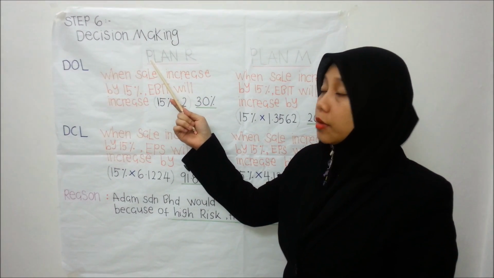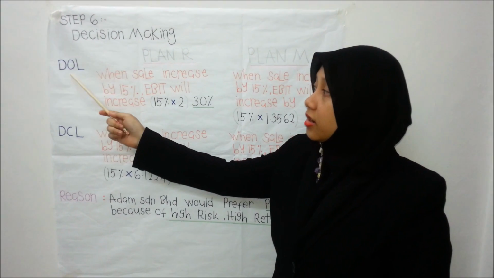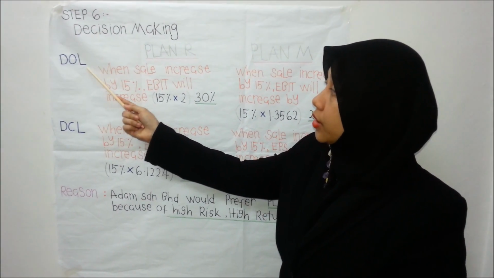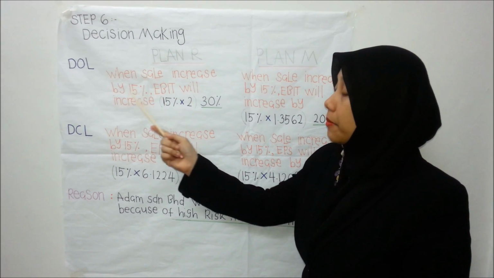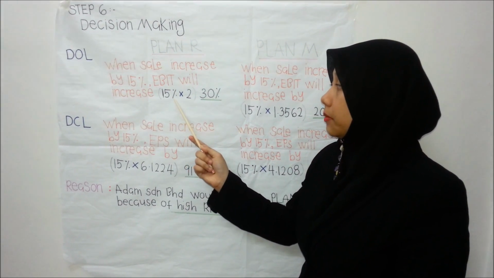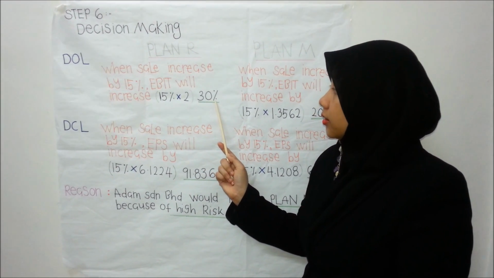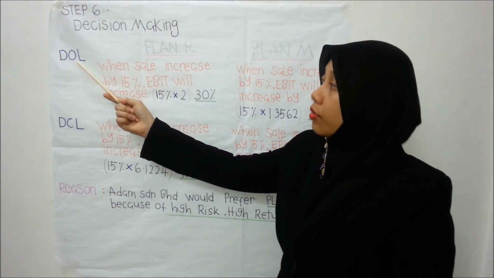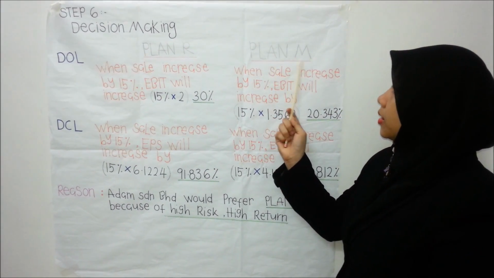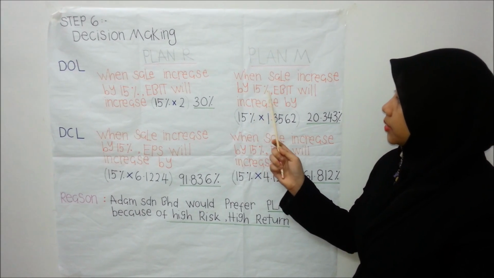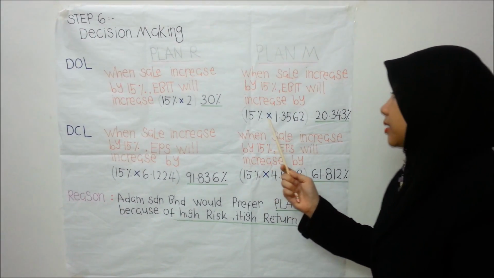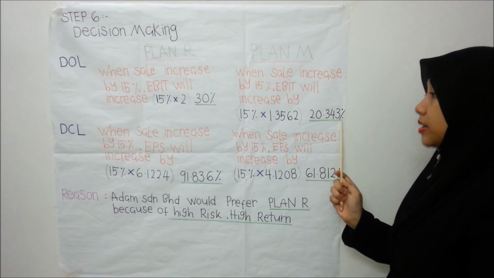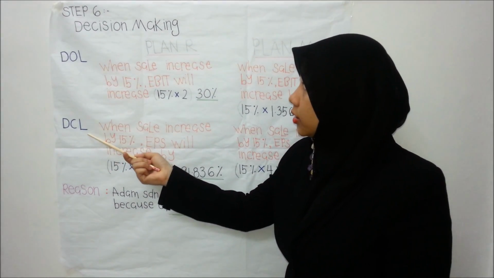Okay, now the last step is we need to make a decision based on degree of operating leverage and degree of combined leverage. First, degree of operating leverage for plan R: when sales increase by 15%, EBIT will increase by 15% times 2, we got 30%. The 15% was given by the question, and the 2 we got from the DOL answer. For plan M, when sales increase by 15%, EBIT will increase by 15% times 1.3562, and we got 20.343%.